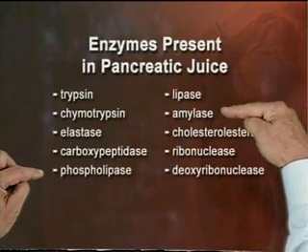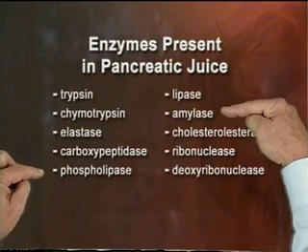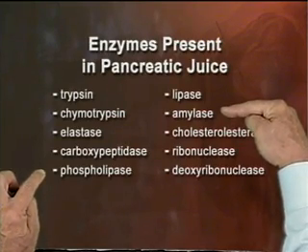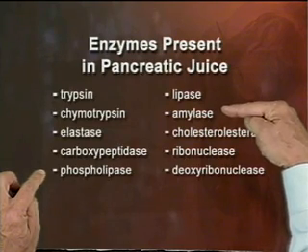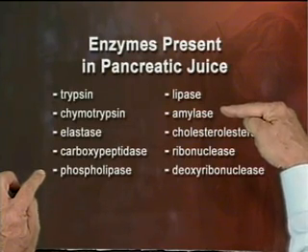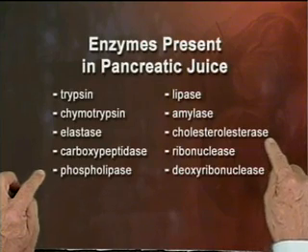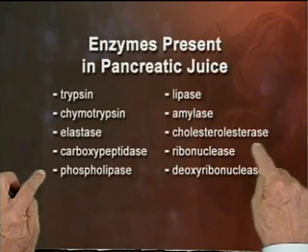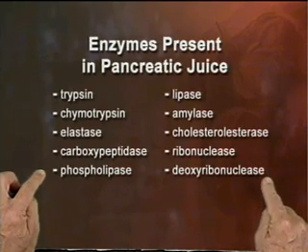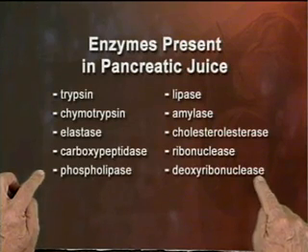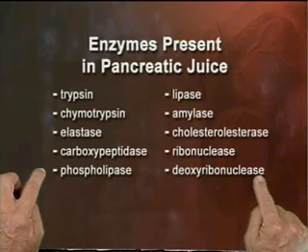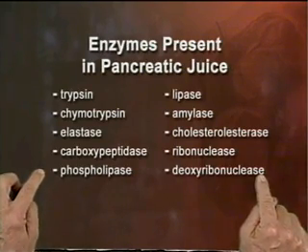A very strong amylase. Now, we mentioned amylase in regard to saliva, but that particular amylase is a very weak one. This is a very strong one. And so this is very important in the breakdown of starch. Got cholesterol esterase, which will break down cholesterol. Ribonuclease and deoxyribonuclease will break down RNA and DNA, respectively. So you can see how important pancreatic juice is to the digestive process.